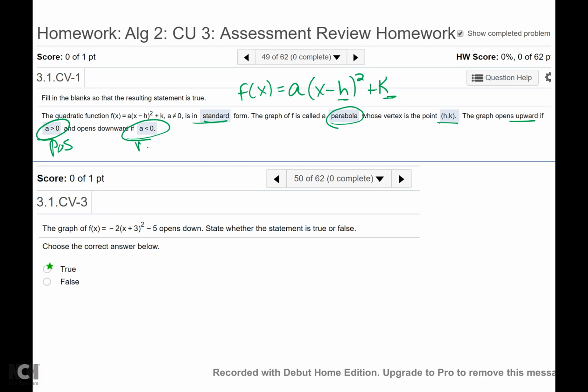Positive a opens up, negative a opens down. Okay, this one says the graph of f of x equals negative 2 times (x plus 3) squared minus 5 opens down. State whether the statement is true or false. It's true. A is negative 2. Because it's negative, that means it opens down.